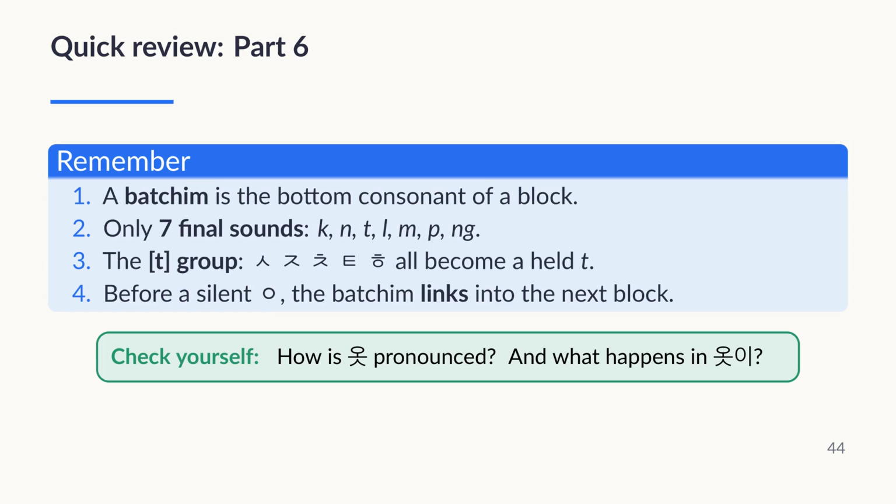Now check yourself. How is the word spelled O plus final S pronounced on its own? It is ot, with a held T, because the final S belongs to the T group. And what happens in the two-block phrase 옷이, where the second block starts with the silent circle? The final S links across, and now that it is at the start of a syllable rather than the bottom, it recovers its true S sound, so the phrase is pronounced o-si. That is a perfect illustration of both rules working together. Excellent work. You now understand the trickiest part of Korean reading.